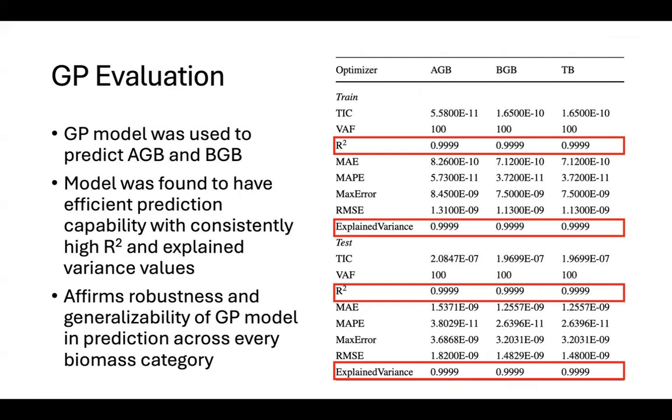Moving on to the second step, the Gaussian process model was then used to predict the above ground biomass and below ground biomass yields. The model was found to have efficient prediction capability with consistently high R squared values and explained variance values. This affirms the robustness and generalizability of the Gaussian processes model in prediction across every biomass category, including above ground biomass, below ground biomass, and total biomass yield.